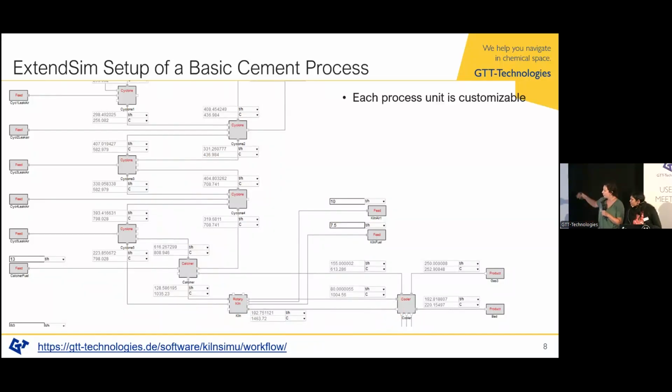So this is what you would visualize in ExtendSim, but you can click on each of these different process model units and then customize it for your setup. You control the position of the inputs, the position of any fuels, the position of any product coming out, the size of it, the diameters, the rotation speed, the inclination. You can even control the temperature outside of the process model unit.